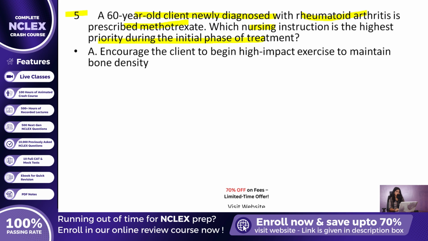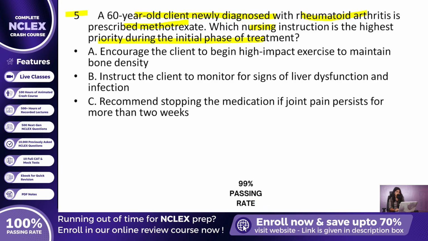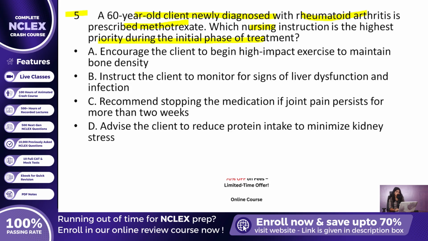A. Encourage the client to begin high-impact exercise to maintain bone density. B. Instruct the client to monitor for signs of liver dysfunction and infection. C. Recommend stopping the medication if joint pain persists for more than 2 weeks. D. Advise the client to reduce protein intake to minimize kidney stress.